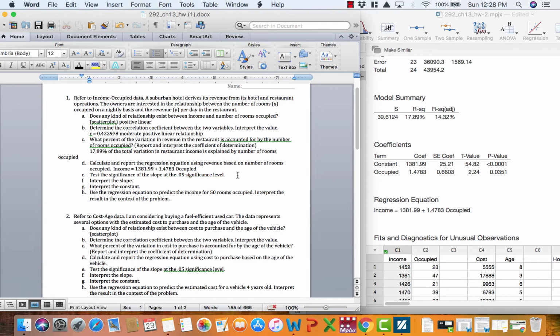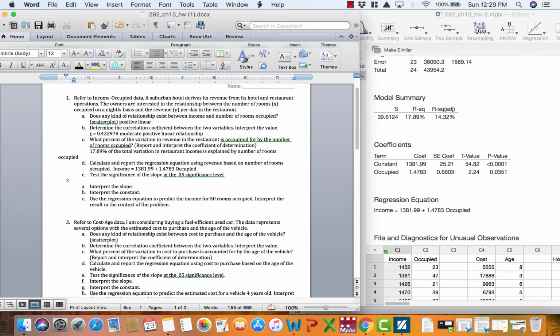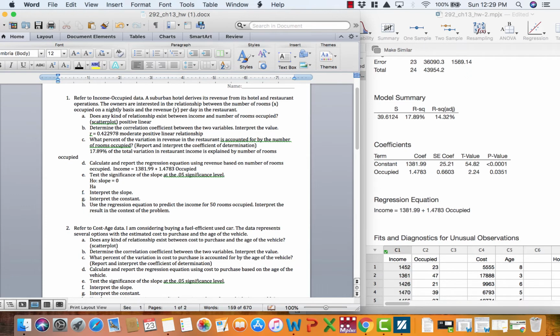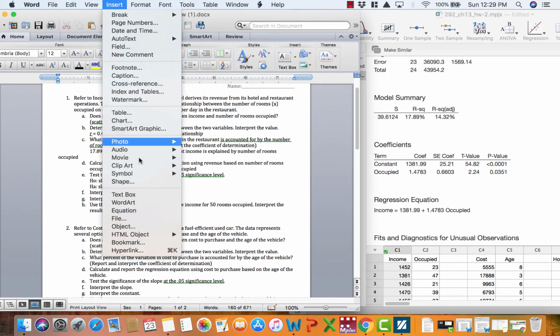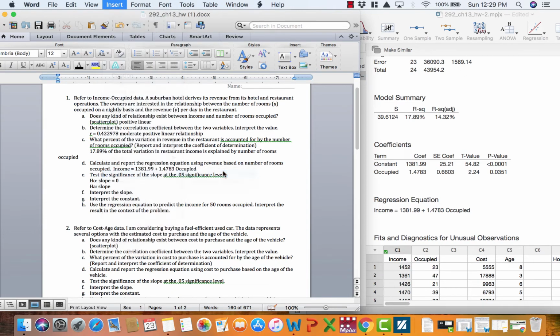Test the significance of the slope. Here's a hypothesis test. We're going to have to write our null and alternative, state the p-value, state the decision, and draw the conclusion. Let's get started on that. We want to test the significance of the slope. So we're going to have slope, or beta, equals 0 versus an alternative of slope, and we need our symbol for not equal to.